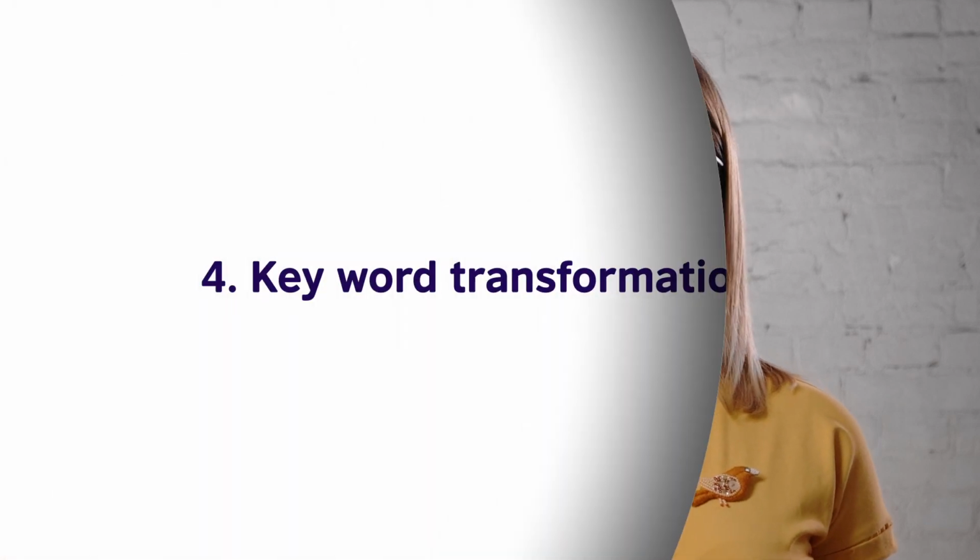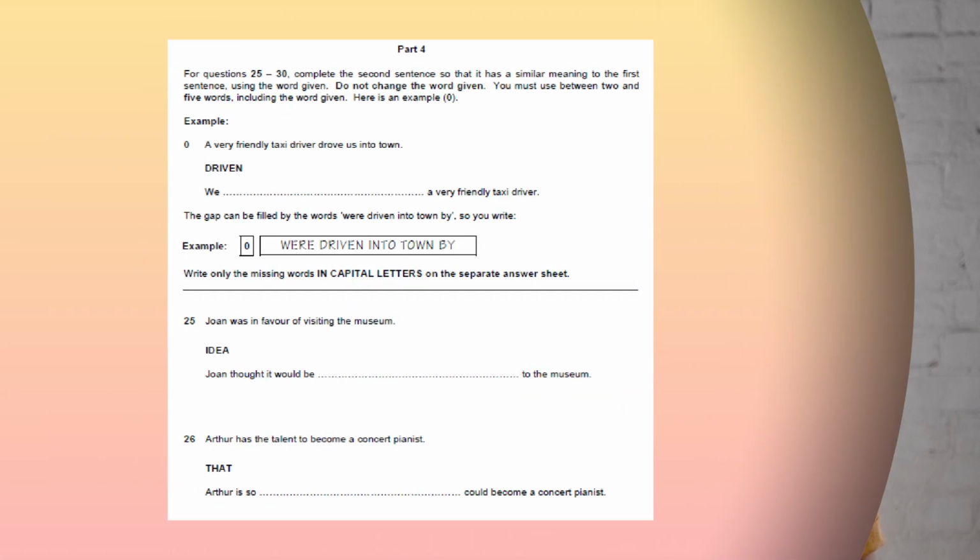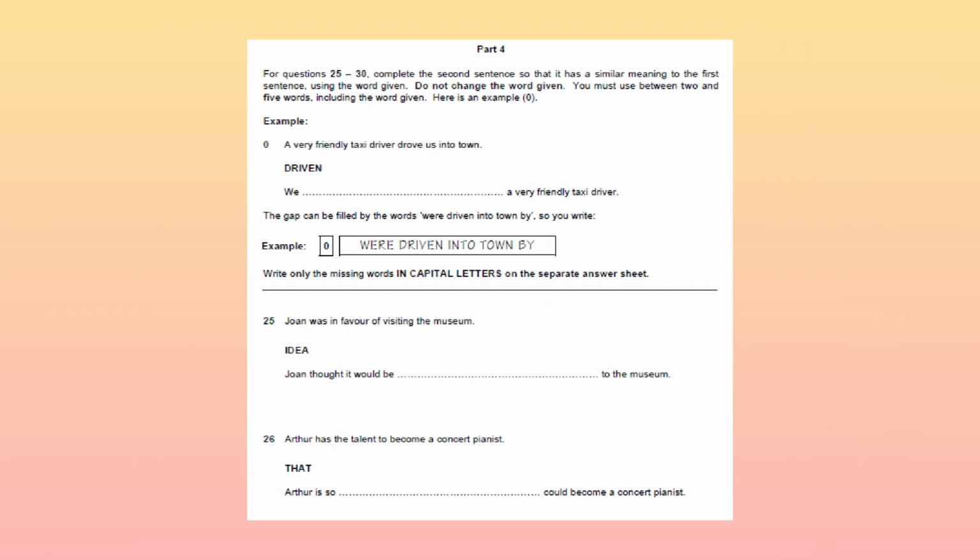And finally, keyword transformations. Here's an example of a keyword transformations task taken from B2 First. This part tests the knowledge of grammar and vocabulary. The test takers are given a full sentence and a word to be used in a new sentence with the same meaning as the first one. So, how can they deal with this task?